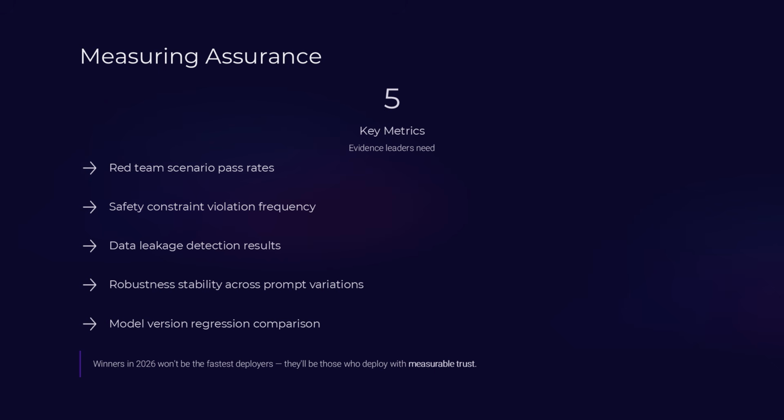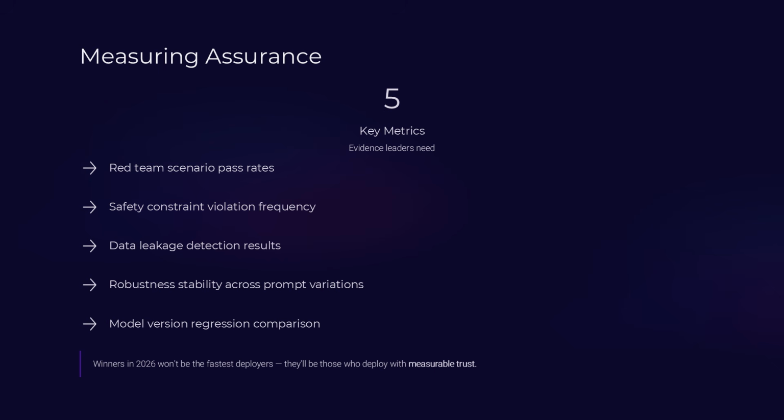Leaders do not need to know every attack technique in depth. They need measurable evidence that systems are resilient. This evidence can include red team scenario pass rates, safety constraint violation frequency, data leakage detection results, robustness stability matrix across prompt variations, and model version comparison to detect regression.